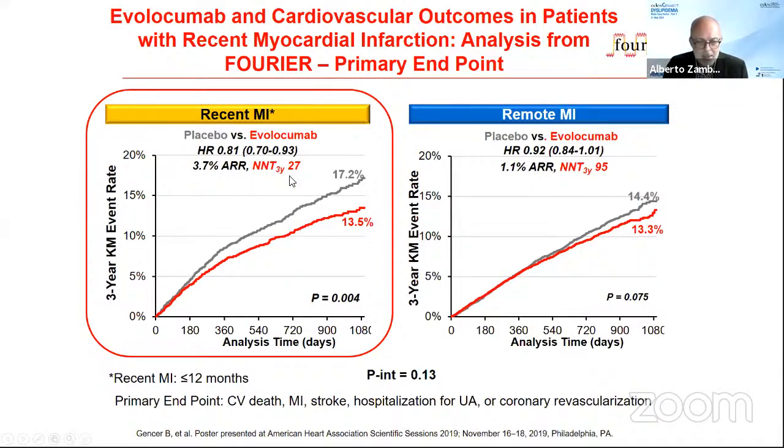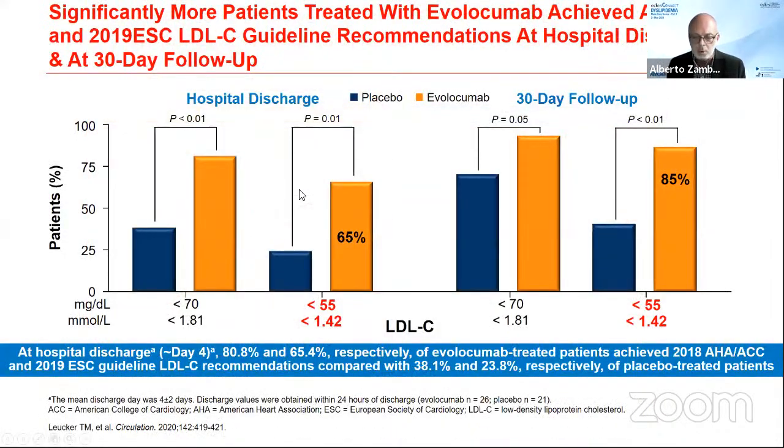Over 3 years, the NNT is only 27. But the other point is that the number of patients who had already achieved the LDL goal at discharge is amazingly high. This is the EVACS study. It is basically an analysis of patients admitted for an acute coronary syndrome, who were treated either with top-dose high-intensity statin therapy, the blue columns, or the same background high-intensity statin therapy plus one shot of evolocumab within 24 hours from admission.